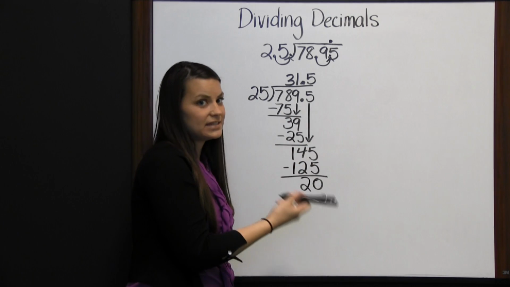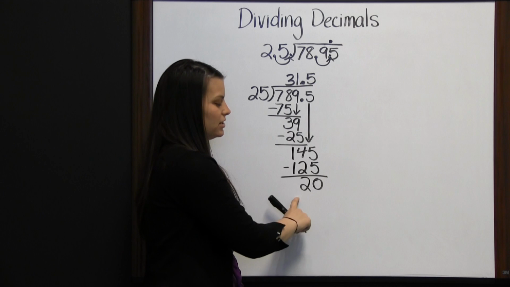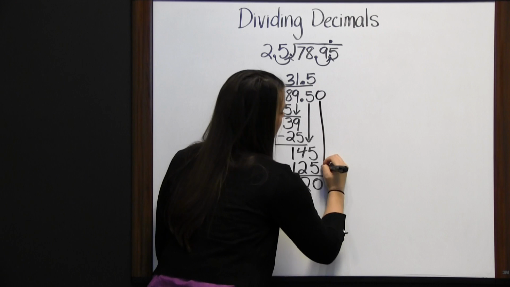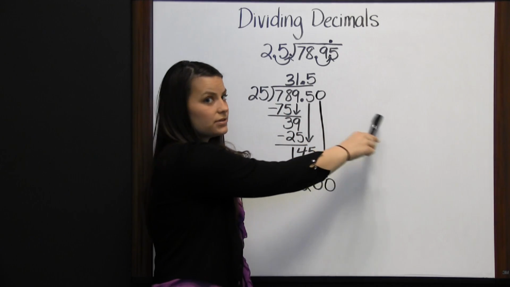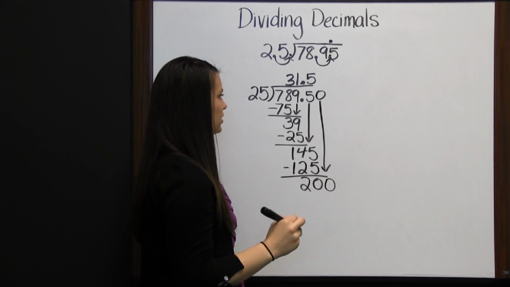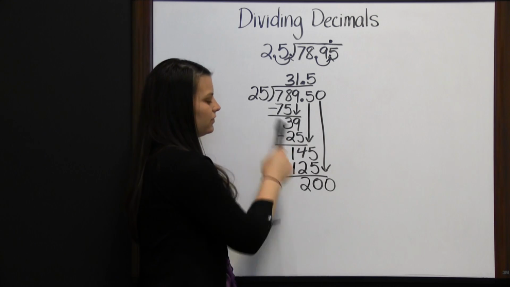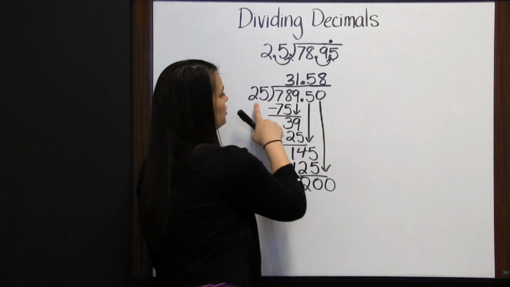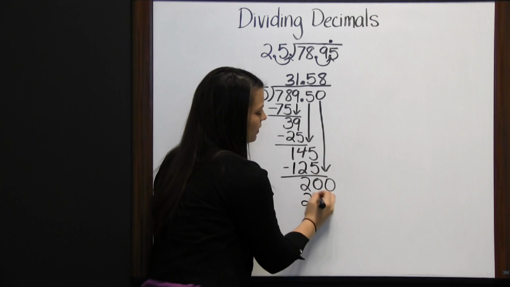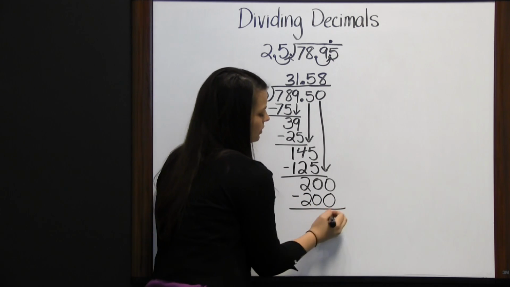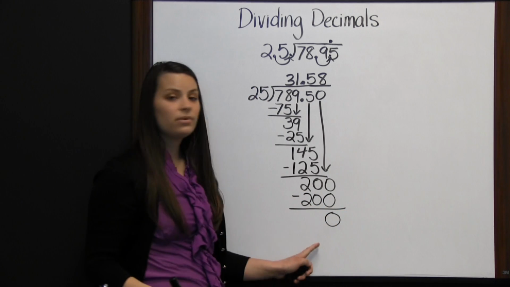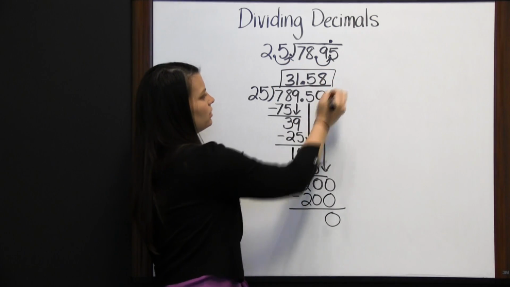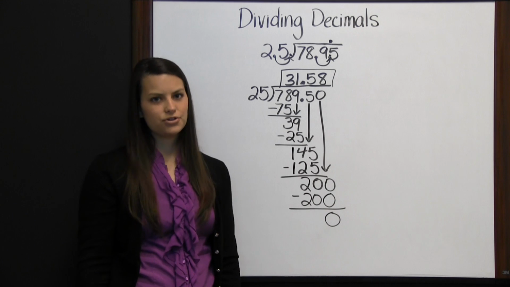And then we have to add on a 0 so that we can continue. Since our remainder isn't 0, we still have 20 here. We need to add on a 0 to bring down, because we can add as many zeros after our decimal place as we like without changing the number. 25 goes into 200 8 times. 25 times 8 is 200, so that when we subtract, we get a remainder of 0. Now that we've reached a remainder of 0, we're finished dividing, and our result is 31 and 58 hundredths.